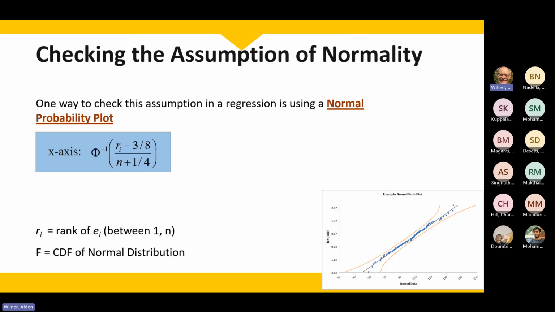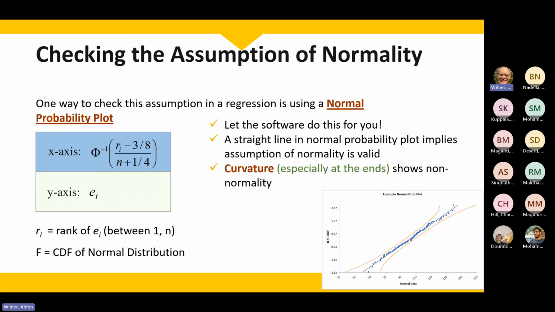Quantile, I think, is what that stands for. R sub i is the rank of e between 1 and n. And F is the cumulative normal distribution. The y-axis, of course, is the errors, the residuals. If you see curvature at the ends, that suggests that there's non-normality.